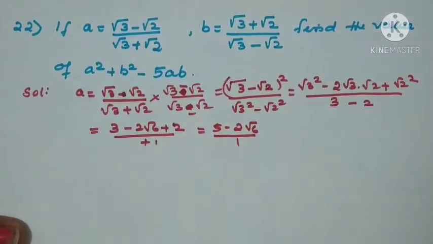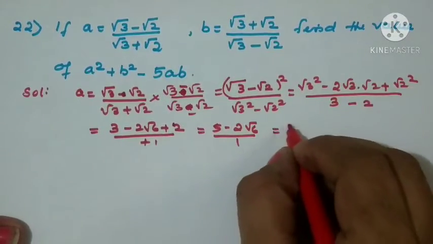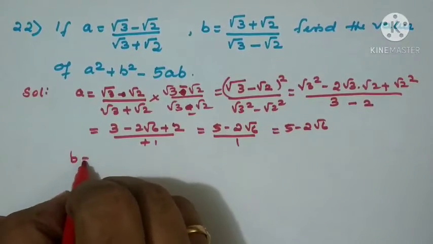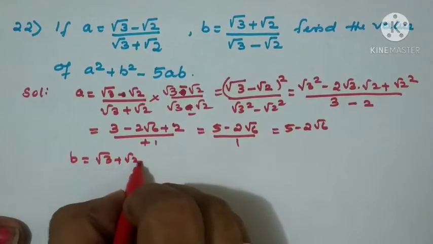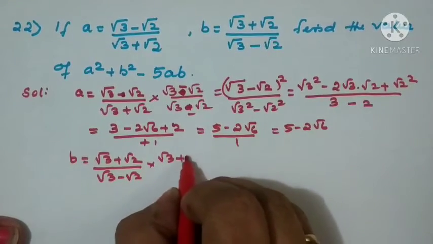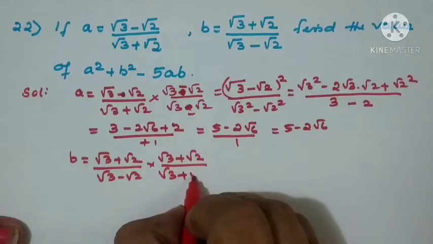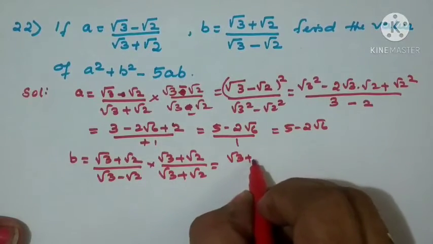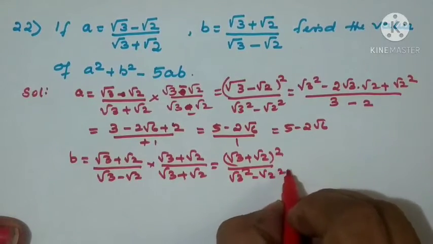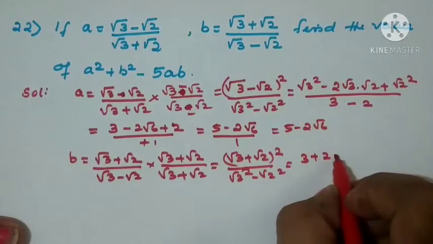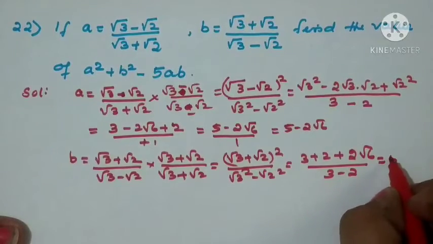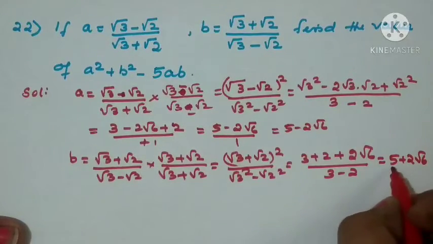Divided by 1, because 3 minus 2 is plus 1. So our answer is 5 minus 2 root 6. Now similarly we should go for b. b equal to root 3 plus root 2 by root 3 minus root 2. Multiply and divide with the plus only, root 3 plus root 2 by root 3 plus root 2. It is equal to root 3 plus root 2 whole square divided by root 3 square minus root 2 square. That is 3 plus 2 plus 2 root 6 divided by 3 minus 2. That means 5 plus 2 root 6 is the answer by 1.